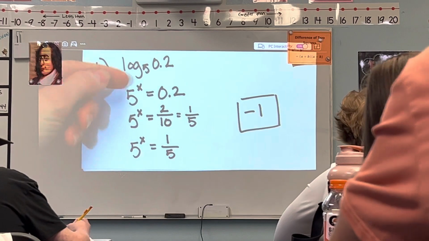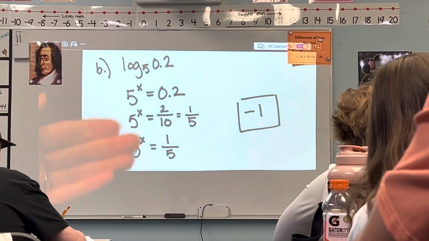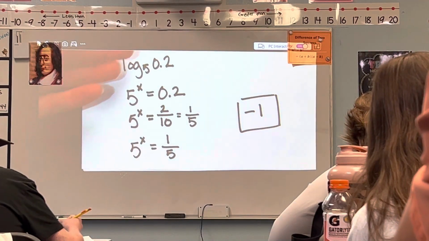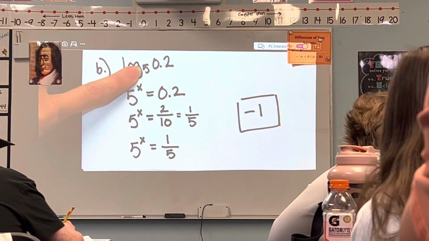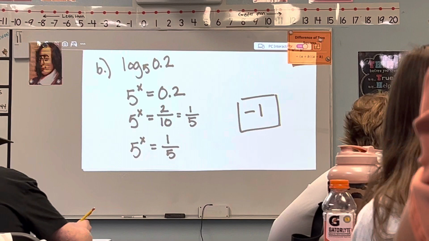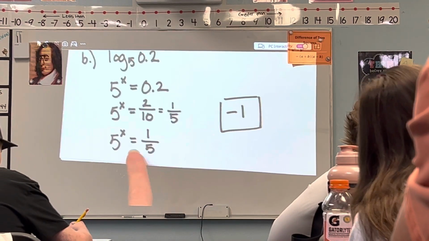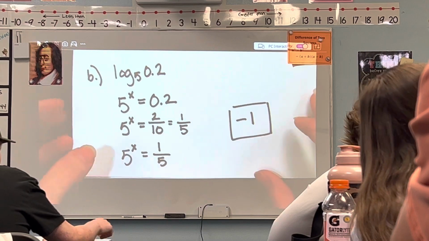I just added that x. This wasn't necessarily an equation, but I created this little equation so you could see what we're looking for. So 5 to some power equaled this, and we had to do a little work on this to get something we could recognize. Can you do another one like that?